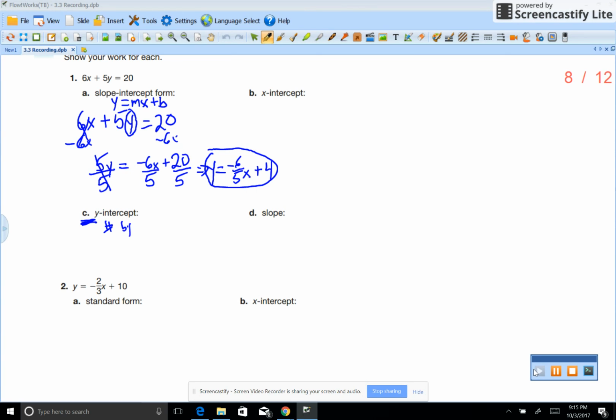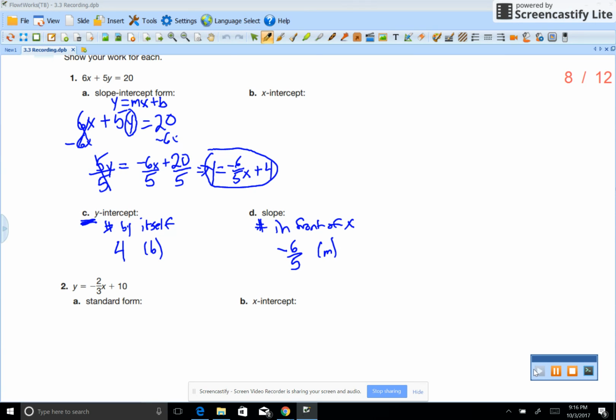To find the y-intercept, it's the number by itself in the slope intercept form. So what number is by itself? That is 4. So the y-intercept is 4. That's your b. You can also find the slope easily. It's the number in front of the x. In this case, the number in front of the x is negative 6 over 5. That's your m. That's your slope.